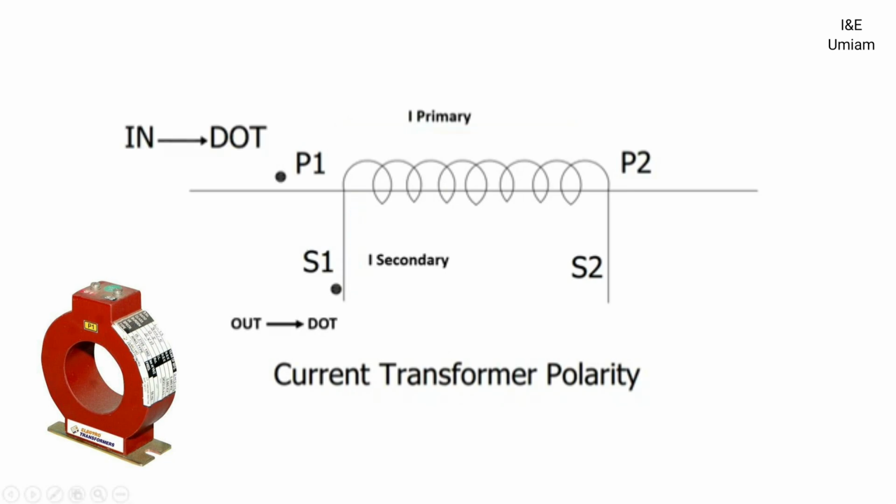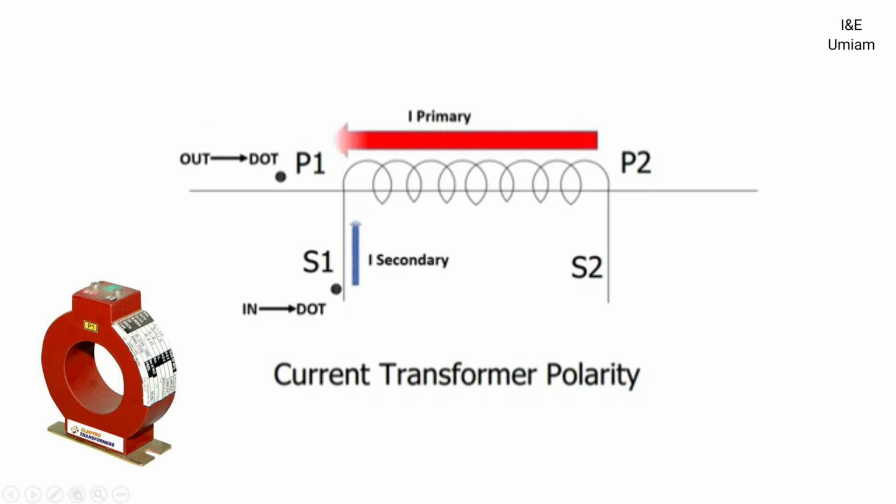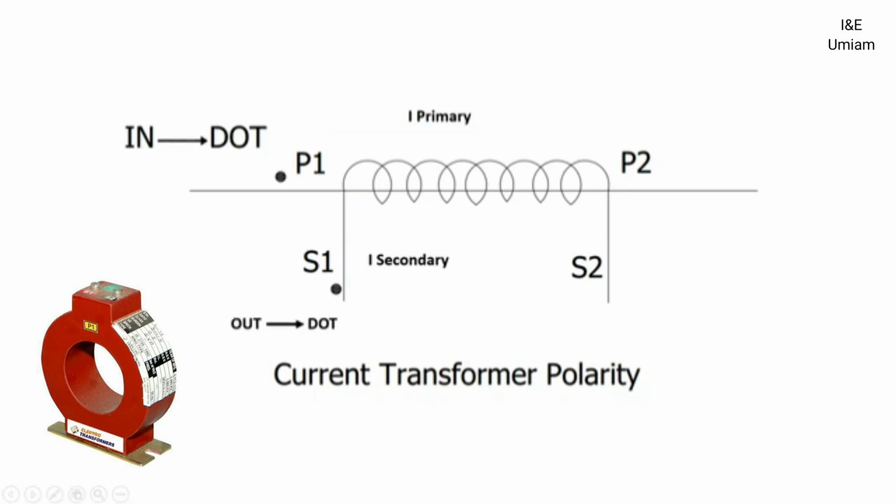Okay, so in this case this is the circuit. The very first one, P stands for primary and S stands for secondary, right? So the circuit looks like this. Let me first see when the current is entering, or if the current direction is like this.